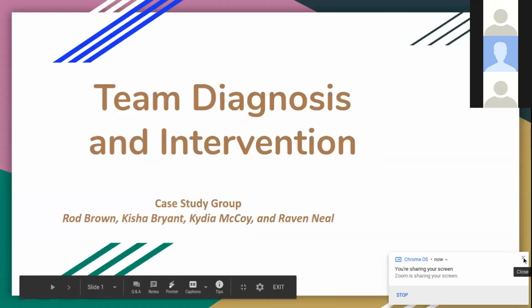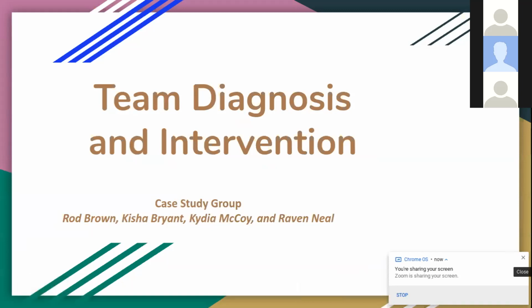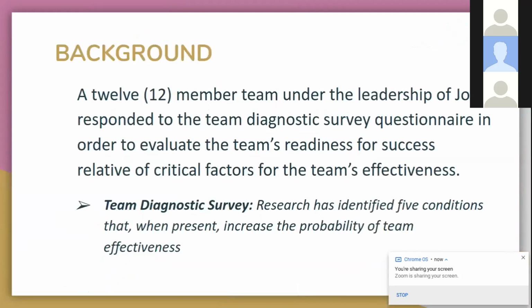Okay, so good morning. Again, this is the team diagnostic and intervention case study. Our case study group consisted of Rod Brown, Keisha Bryant, Kitty McCoy, and Raven Neal. We wanted to begin with a little background, the point of qualitative and quantitative information and the point of the team diagnostic survey. We found that when these types of surveys are given, research has indicated that there are at least 5 conditions they're looking for that, when present, certainly increase the probability of the team's effectiveness.